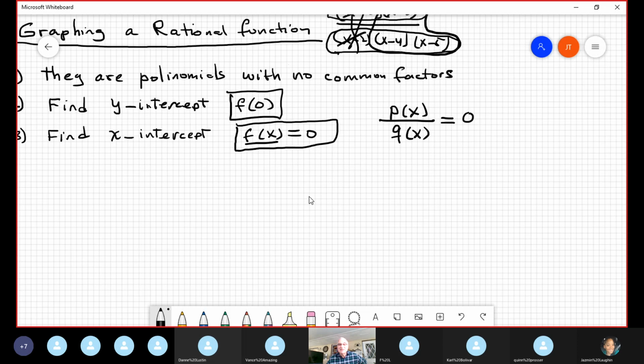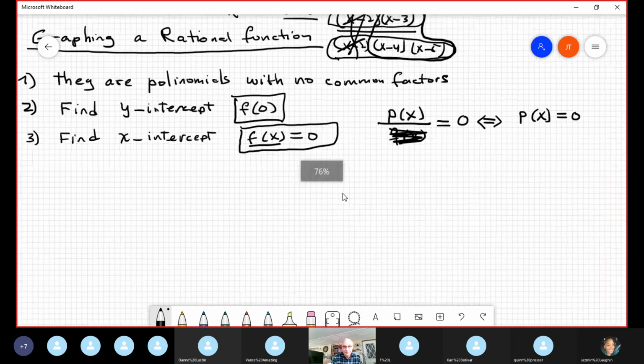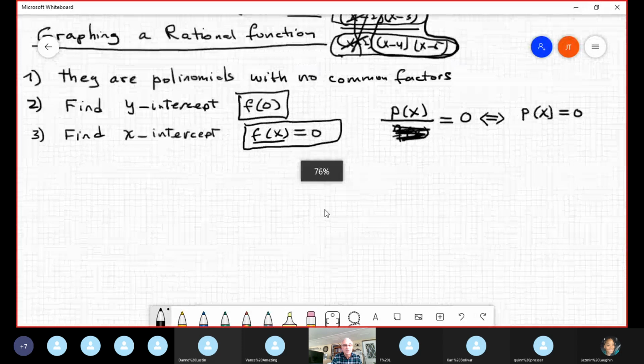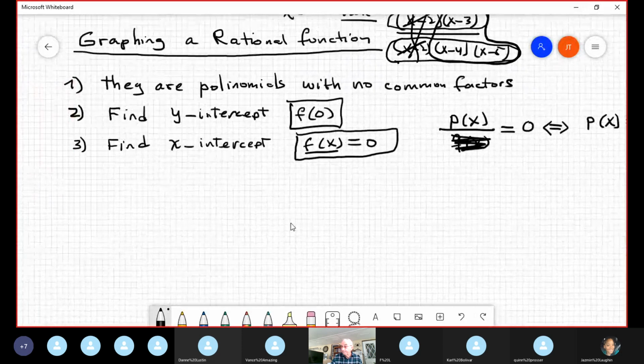Equal to 0 means that it's equivalent to say that the polynomial on the top is equal to 0. I don't care about the polynomial on the bottom. This is totally irrelevant in this analysis. You focus on the zeros of the polynomial on the top, and that's it. And that's it. Okay. What is the fourth step?